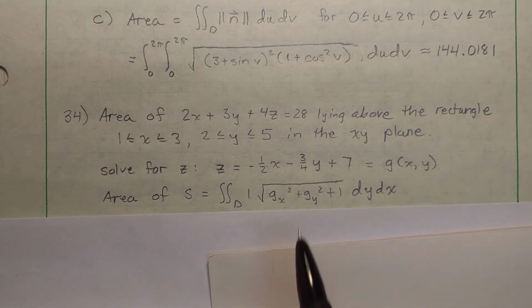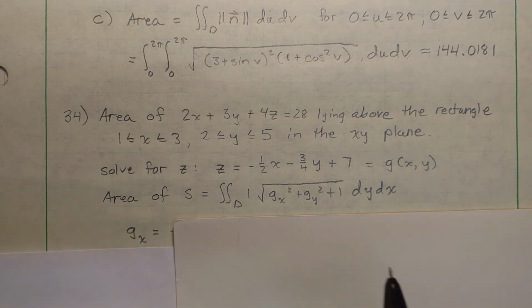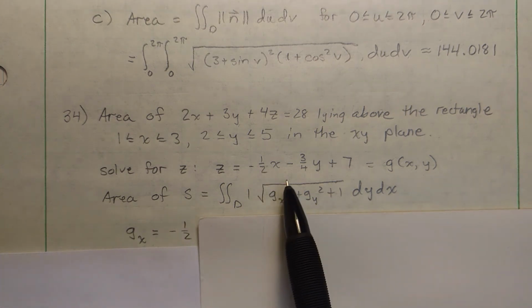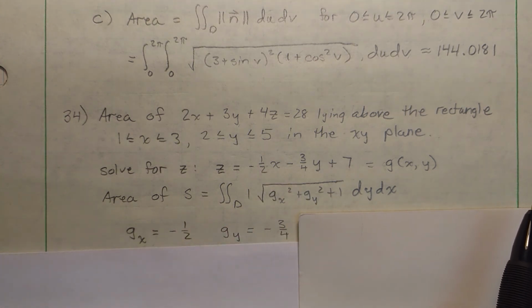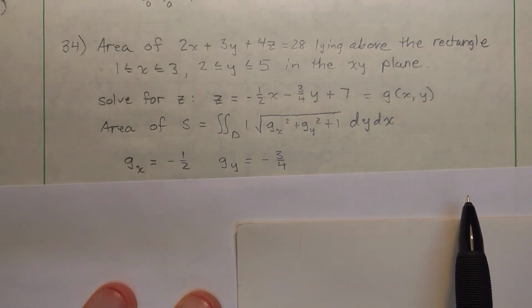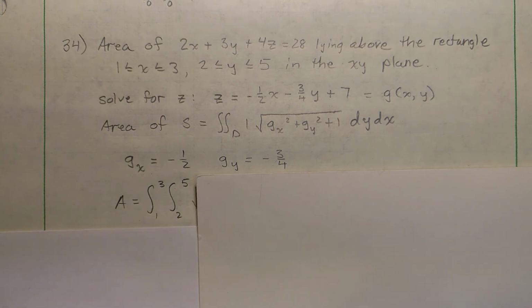So going ahead here, I need the partials. Finding the partial with respect to x is just going to be negative 1/2. The partial with respect to y is going to be negative 3/4. Now with my partials in hand, I can set this up. Integrate from 1 to 3 and 2 to 5.